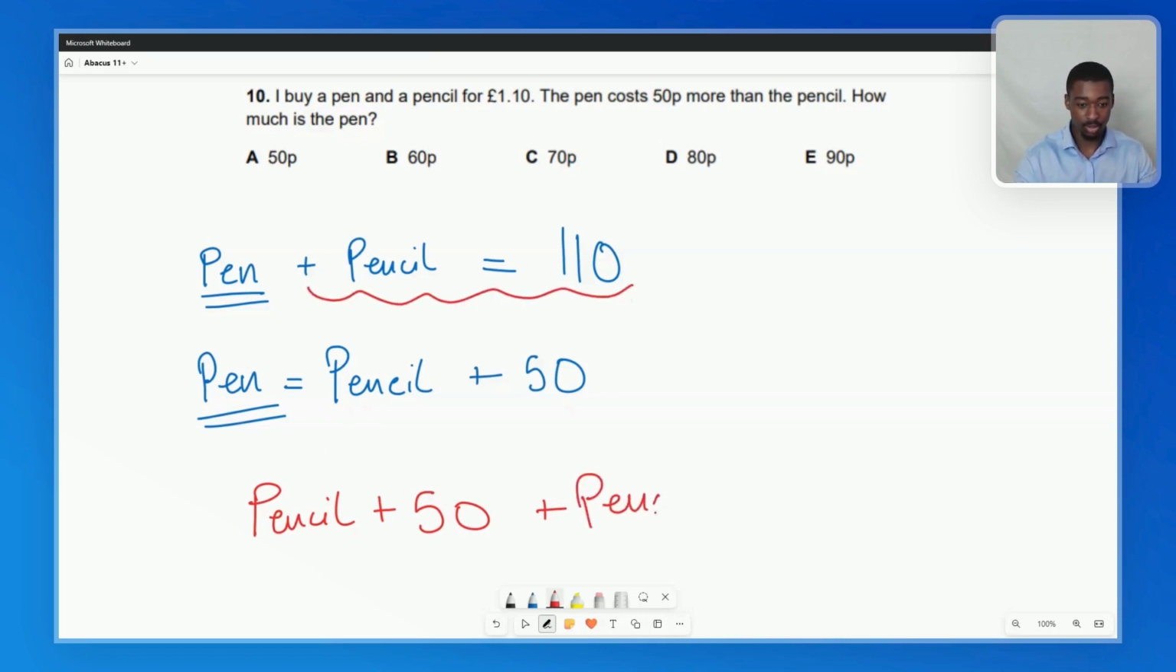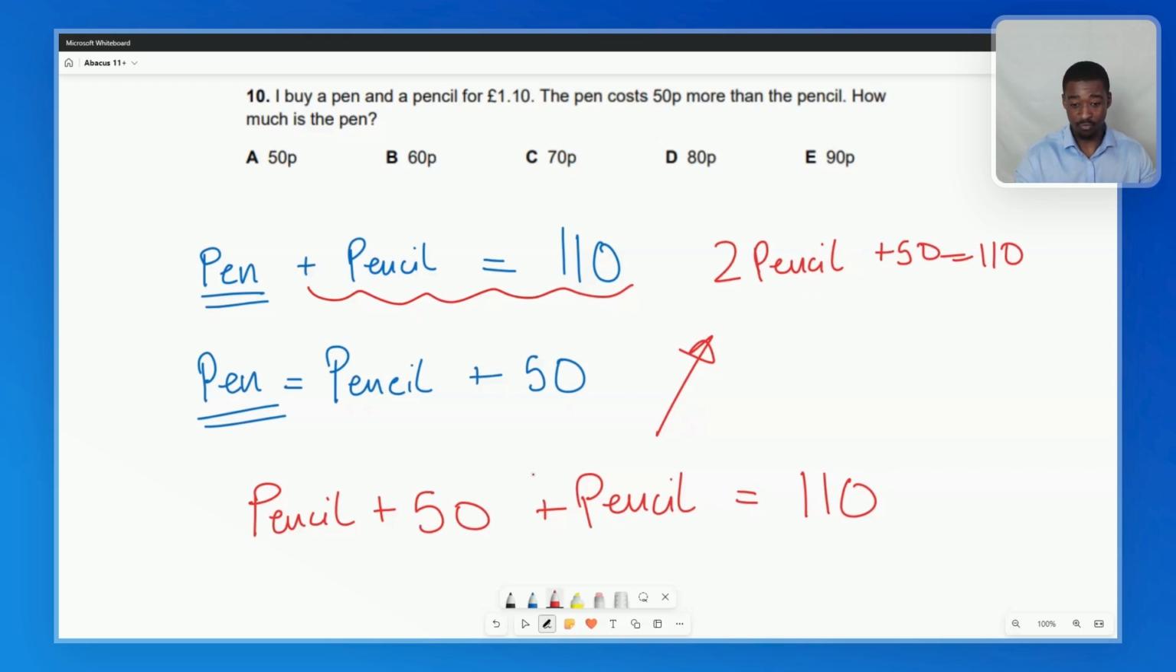So now we have pencil plus 50 plus the rest of this equation. Pencil equals 110. Now pencil plus pencil is 2 pencil. So we'll bring it up here. 2 pencil plus 50 equals 110. Then we can work out what pencil is. First, we can minus 50 from both sides of the equation. Remember, whatever we do to one side, we do to the other side. So now we have 2 pencil equals 110 minus 50, which is 60. So pencil, divide both sides by 2, is 30.